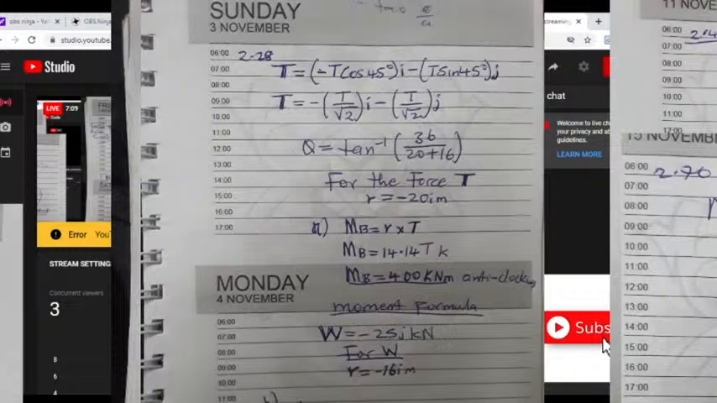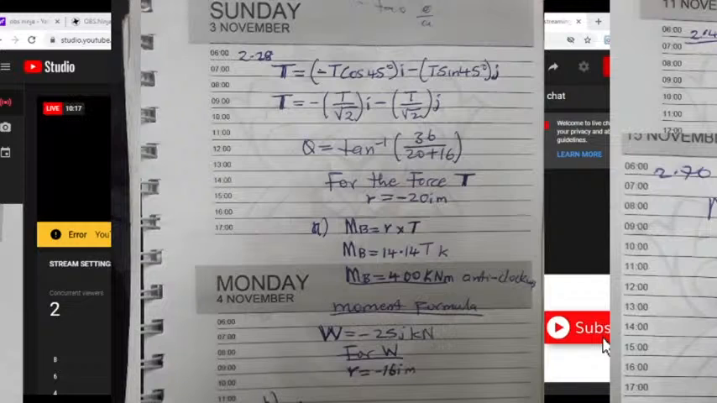That is the theta of the whole right triangle. So that's how I got the 45 degrees. I calculated it from there. I used the 36 over 20 plus 16 to get the theta of the whole right triangle.